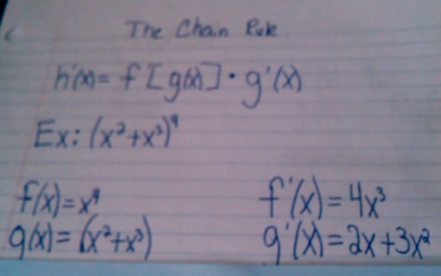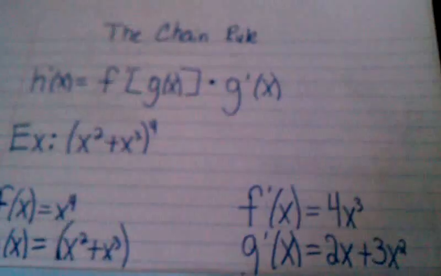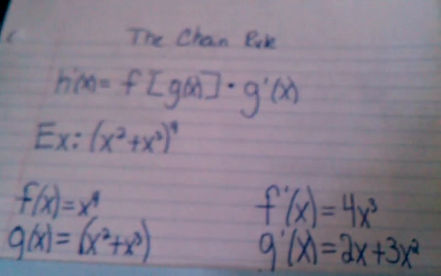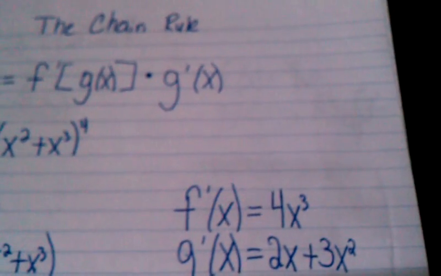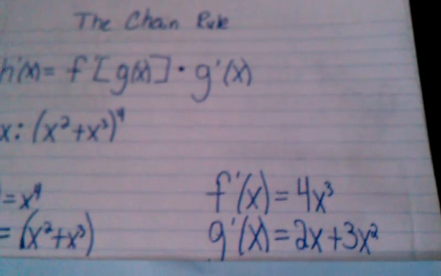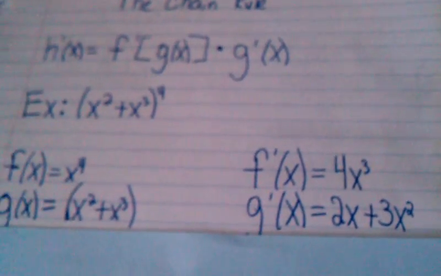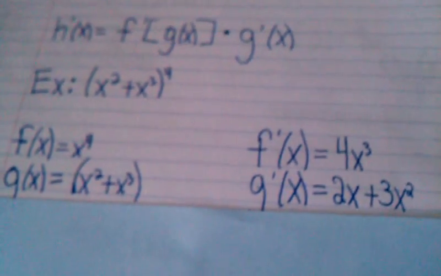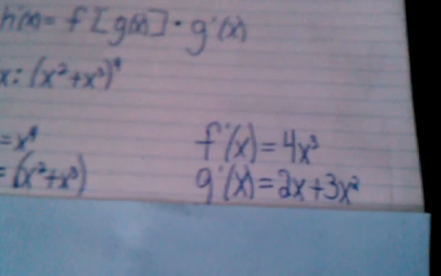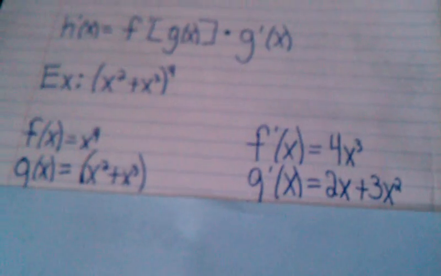Now f prime: you take the 4 and carry it down, and then you minus 1, which is 3. So it's 4x to the third, and then the derivative of g of x is 2x plus 3x to the second.